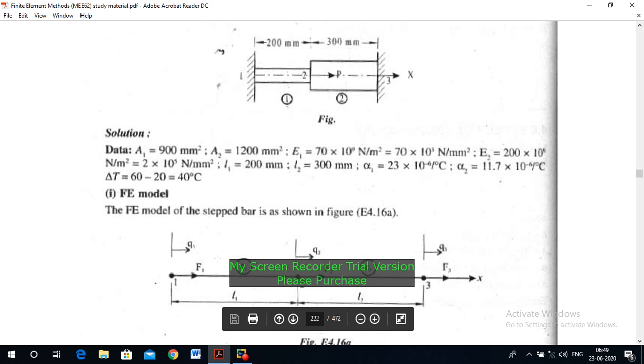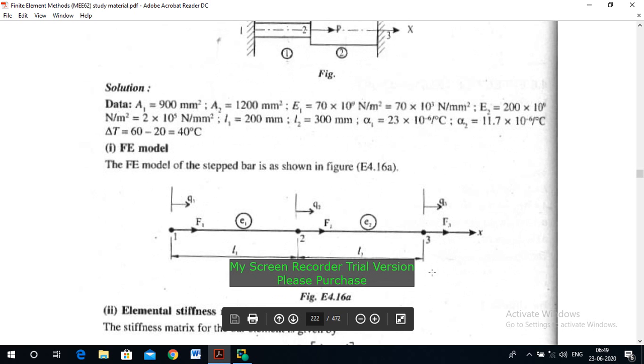in element 1 each node has 1 degree of freedom. Q1 is the nodal displacement at node 1 and Q2 is the nodal displacement at node 2, and the second element consists of 2 nodes, node 2 and node 3. Each node has 1 degree of freedom, hence at node 2 the nodal displacement is Q2 and Q3 is the nodal displacement at node 3, and here at node 3 the axial force is acting in the x direction.